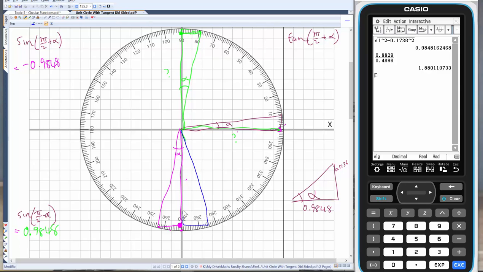Okay, so a bit dodgy, Mr. Miller, but it'll serve the purpose.